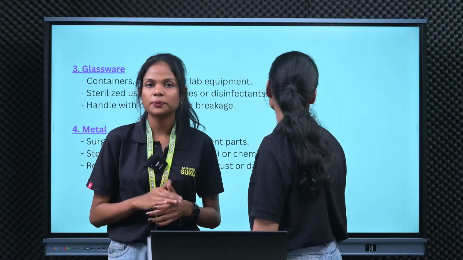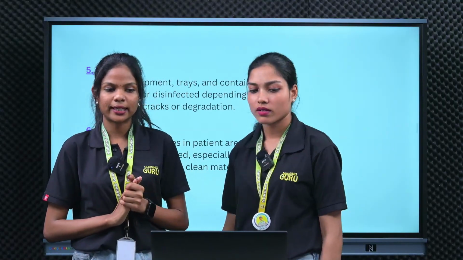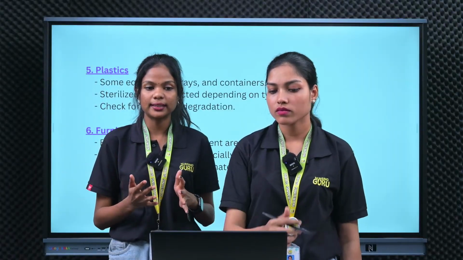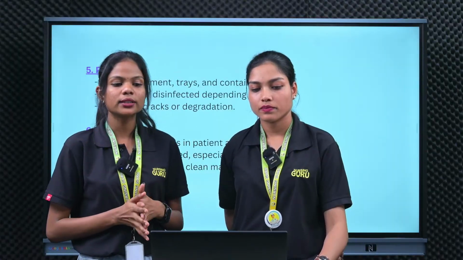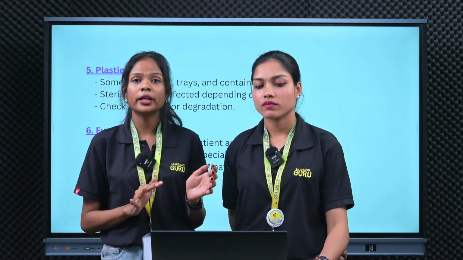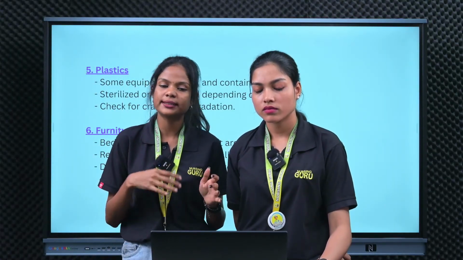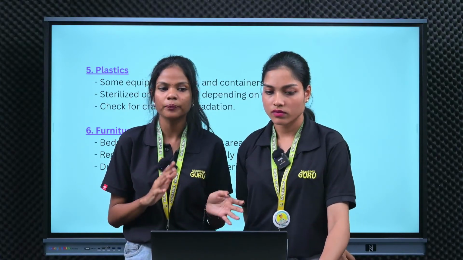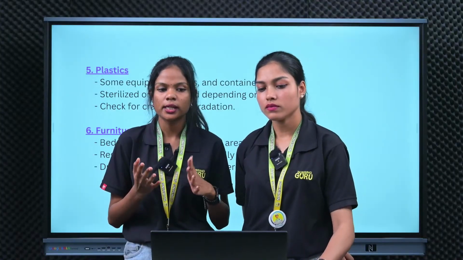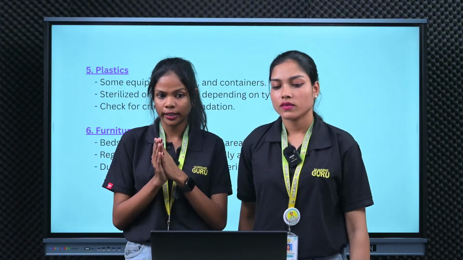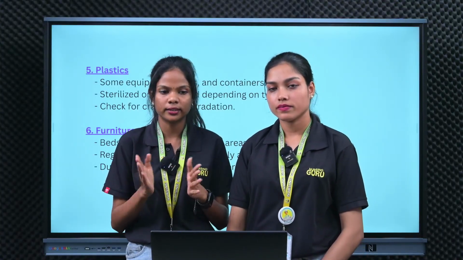The next one is plastic items. Plastic items include trays, containers and equipment used in hospitals. Sterilize or disinfect depending on the type. Depending on the type of plastic, we can sterilize or disinfect the equipment. Check for cracks or degradation before using. Check whether there are any cracks or degradation or not.